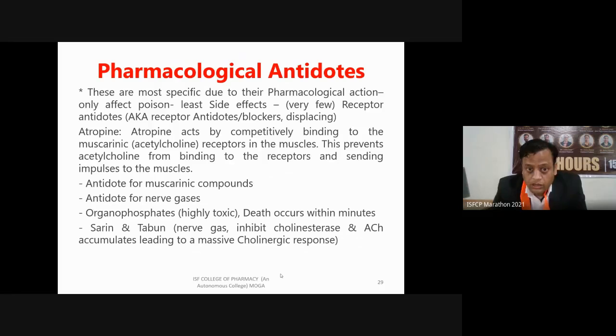Here they prevent acetylcholine from binding to the receptor. Atropine generally prevents the binding of acetylcholine to the receptor, which would otherwise send impulses to the muscle, so it inhibits the movement of muscle. It is also an antidote for muscarinic compounds. It is an antidote for nerve gas, and it is also used in organophosphate poisoning, which is highly toxic, and we will see what organophosphates are responsible for in a minute.